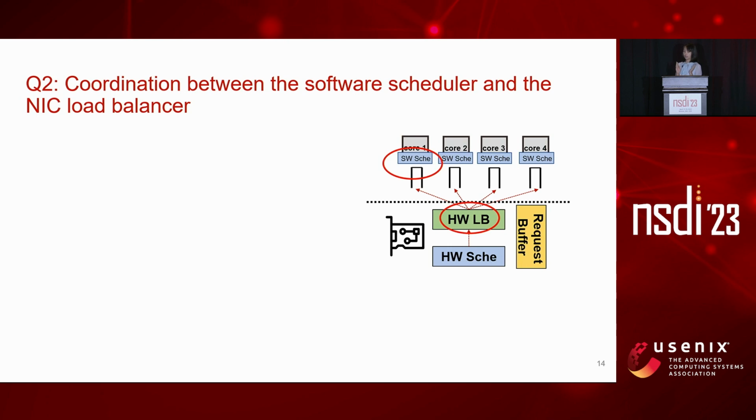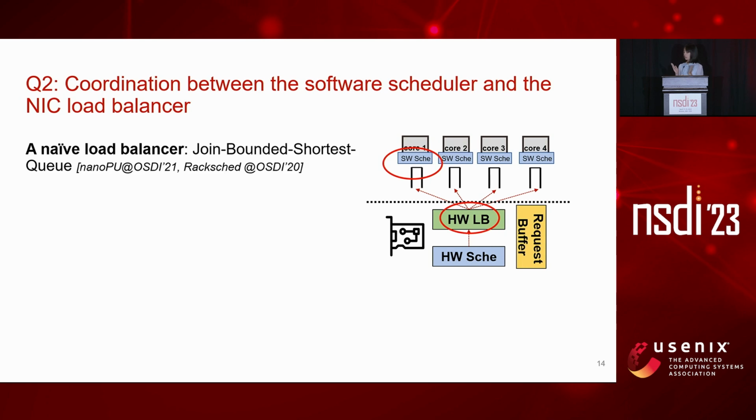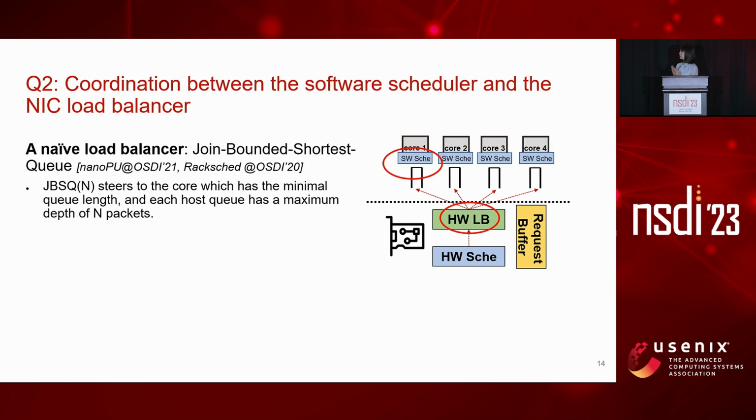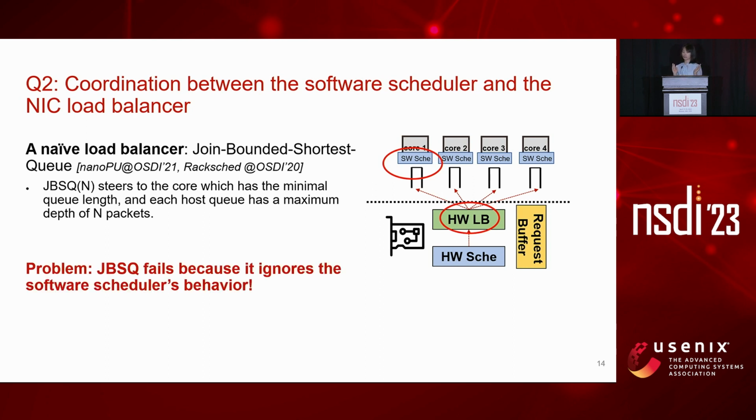The second question is how should the on-NIC load balancer coordinate with this software scheduler? A naive way to do load balancing is to use join-bounded-shortest-queue, JBSQ, which steers requests to the core which has the minimal queue length, and the host queue has a maximum depth of n packets. However, we found that JBSQ makes suboptimal load balancing decisions because it ignores the software scheduler's behavior.